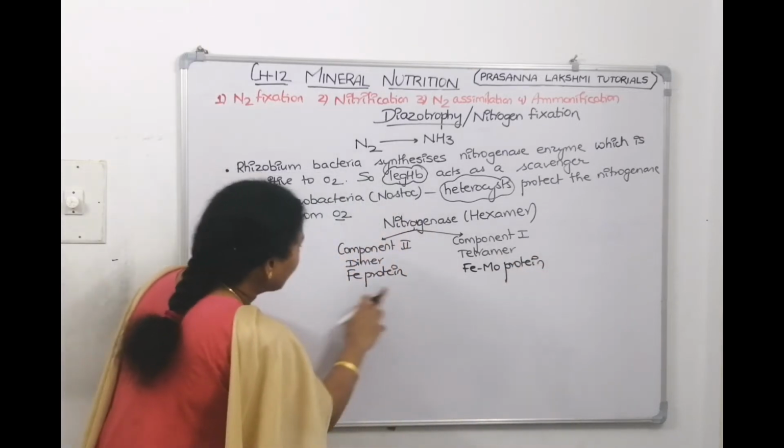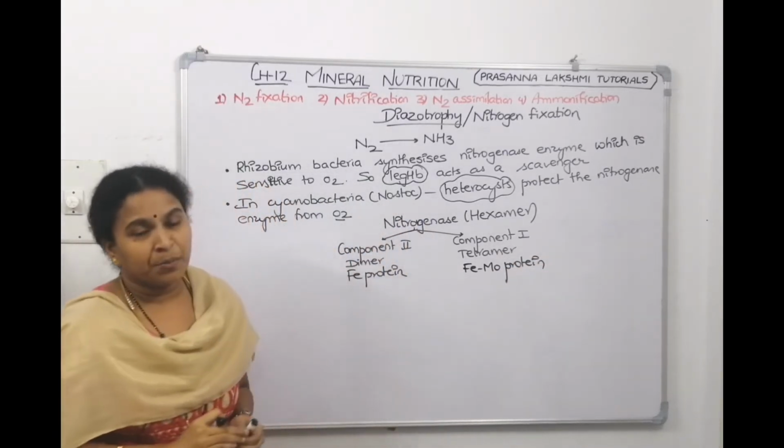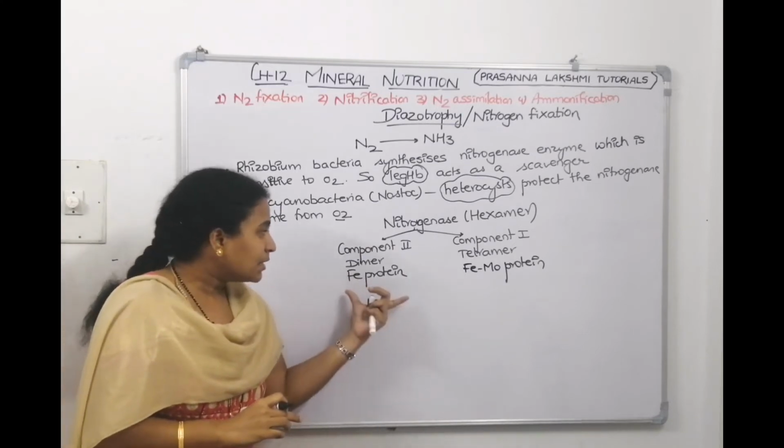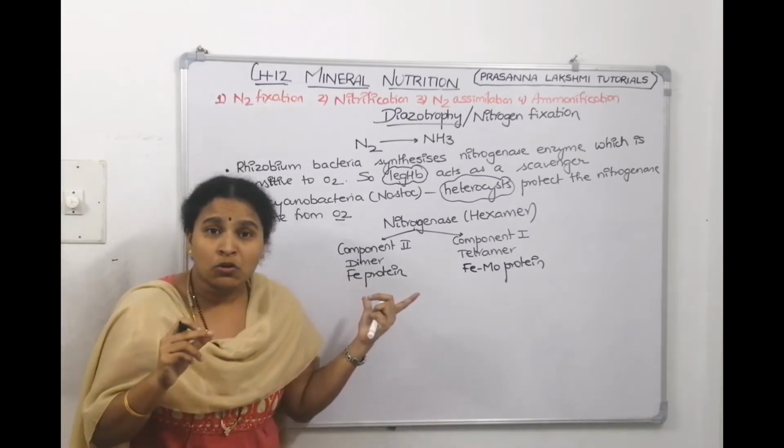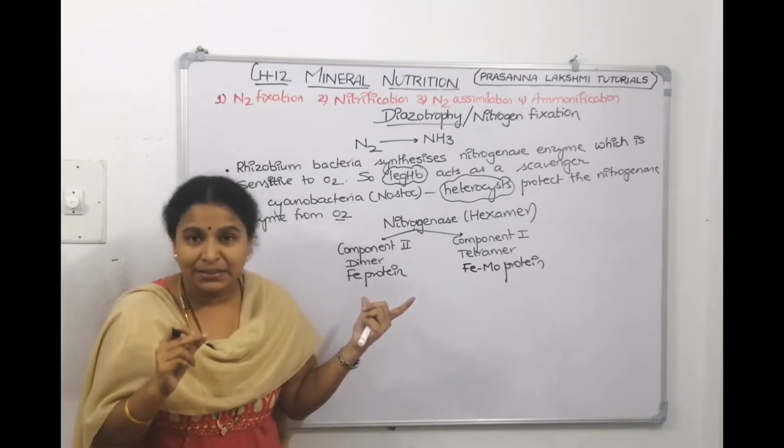This is called only iron protein. That is called iron molybdenum protein. And this is a part of an enzyme. You can also call it the dinitrogen reductase enzyme.